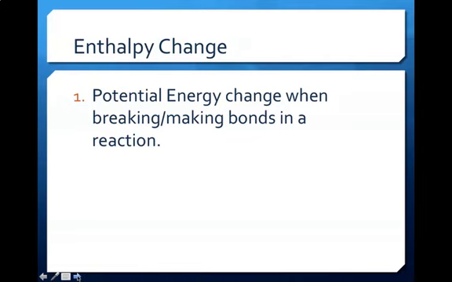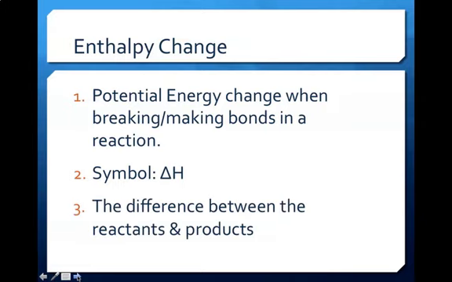So that hydrogen-oxygen bond that I had before, maybe I split it up in a decomposition reaction to H2 and O2. Well, those new bonds are going to have a specific potential energy, and it's going to be different than what we had before. The symbol for enthalpy change, we know delta is what we always use for change. The change in enthalpy, delta H, is the difference between the reactants and the products.